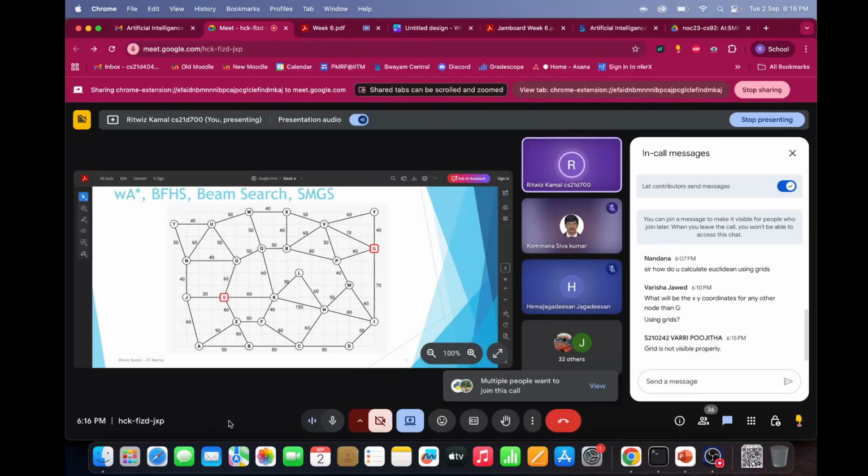I hope the grid is visible properly now. I just zoomed in a bit. Let me know if it's still not visible, and I'll zoom in further. The heuristic is Manhattan. We have assumed that the heuristic will be Manhattan.